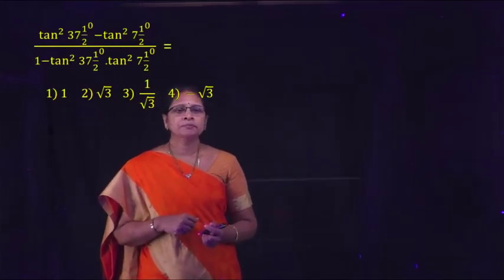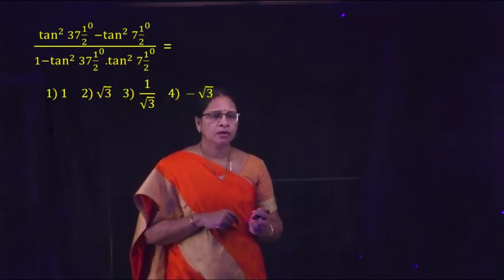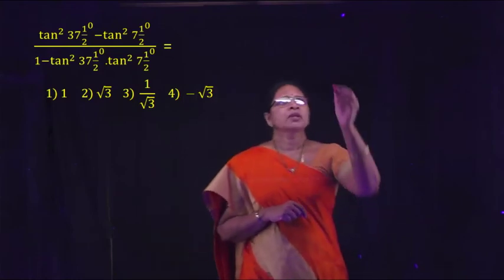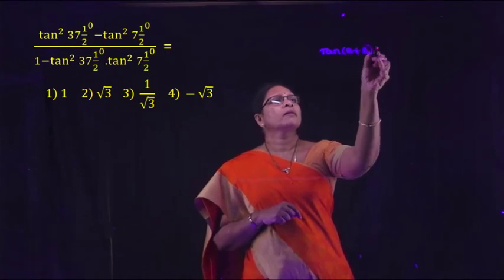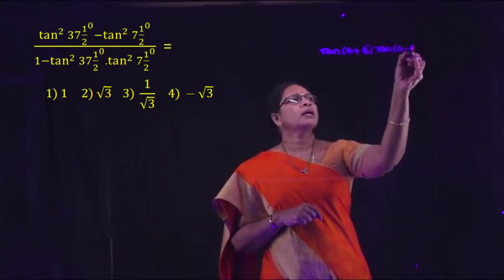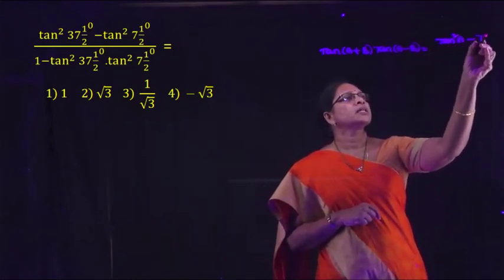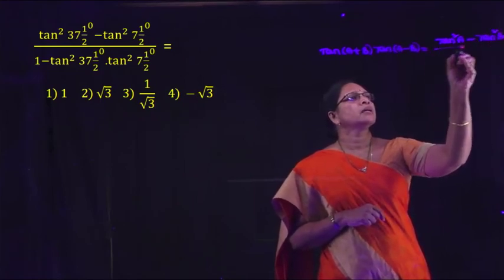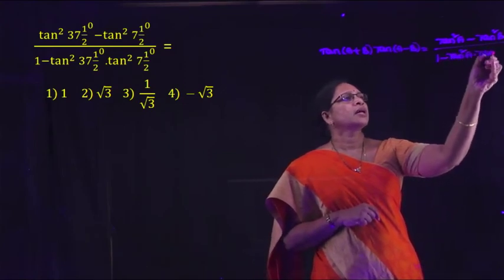See the next problem. (Tan square 37.5 degree minus tan square 7.5 degree) by (1 minus tan square 37.5 degree into tan square 7.5 degree) is equal to. According to the formula, tan (A plus B) into tan (A minus B) is equal to (tan square A minus tan square B) by (1 minus tan square A into tan square B).